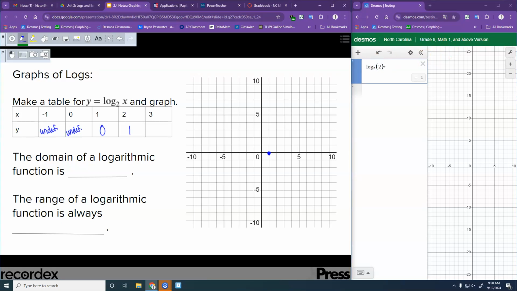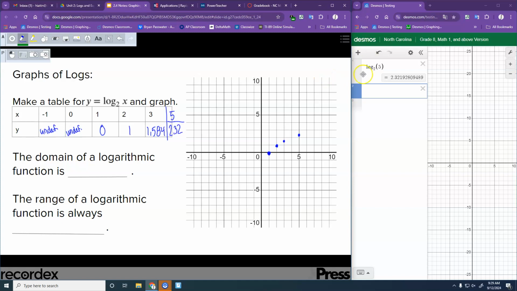2 is 1. So 2, 1 is right here. 3 is 1.584. So 3, 1.584 would be like right here. Now that does not tell me very much. I'm having a hard time seeing what this graph is going to look like just from that. Let's plug in some bigger numbers, like let's plug in 5. If I do 5, I'm getting 2.32. So 5 would be a little above 2 right there.